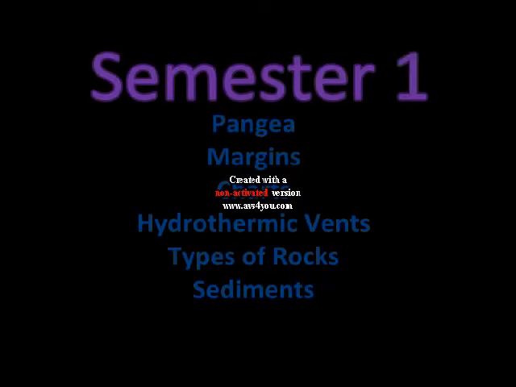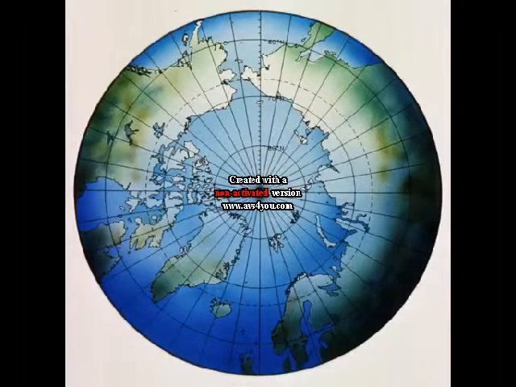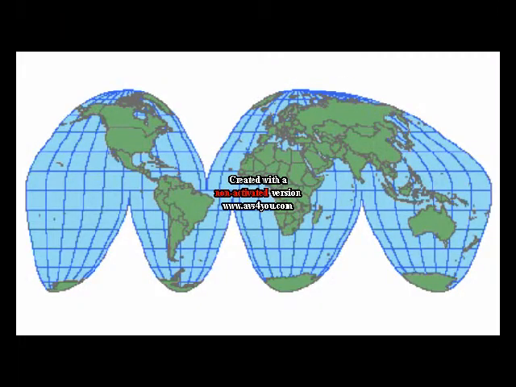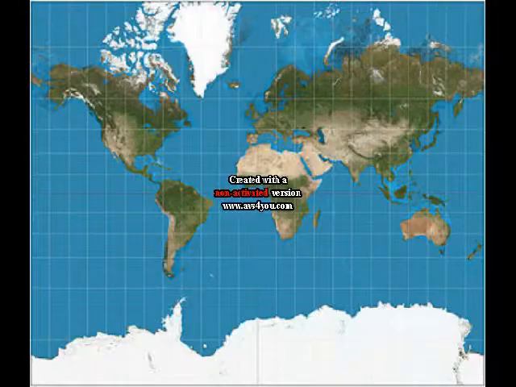During semester 1, I learned about Pangea, margins, charts, hydrothermic vents, types of rocks, and different types of sediments. Some of the map projections are polar, which give you great views of the poles but aren't very effective because you can't see the whole Earth. Goods, which displays the whole Earth but cannot accurately display distances because it's slightly distorted. The most commonly used, the Hammer equal area projection, but the meridians are curved and you can't see the South Pole well. And finally there's the Mercator, where the meridians are straight but the continents are very distorted.